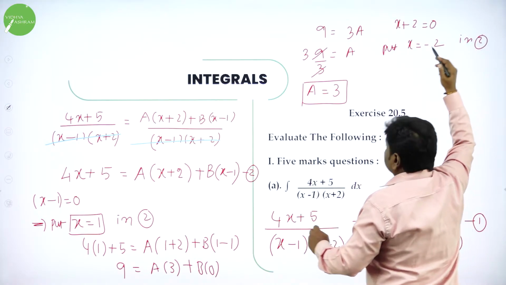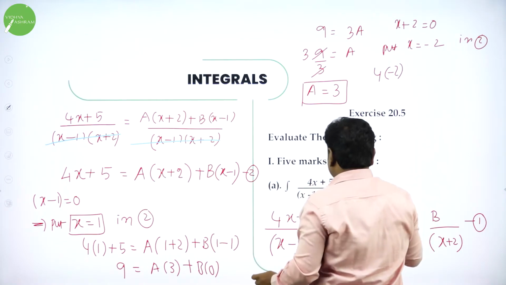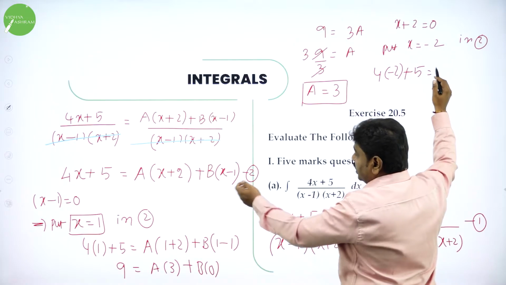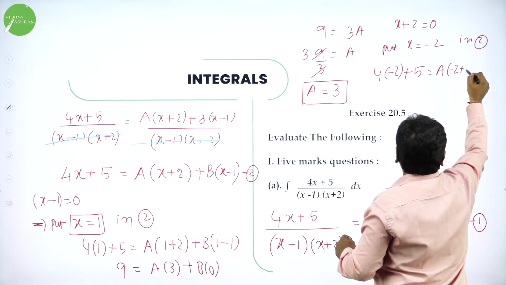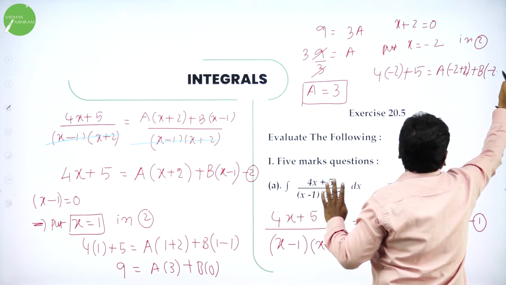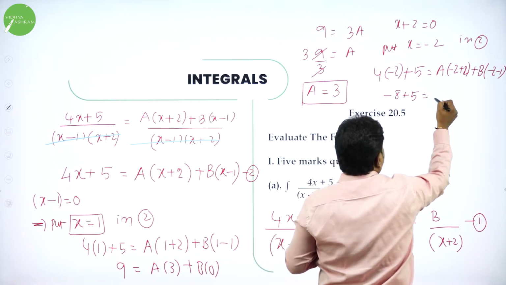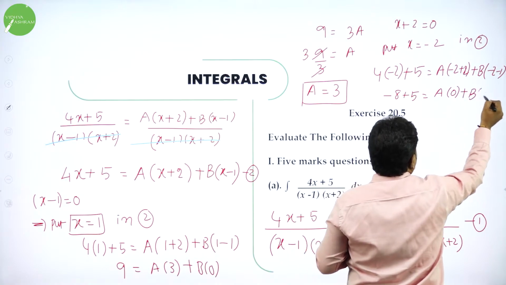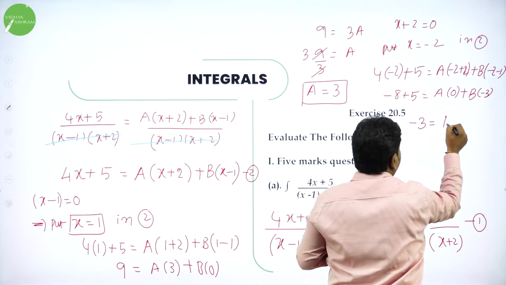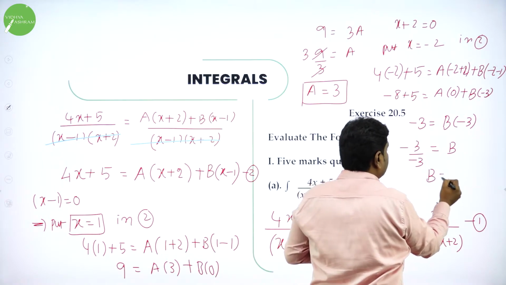So equation 2, wherever x is there put minus 2, because we equated that. 4 into minus 2 plus 5 is equal to a into minus 2 plus 2, plus b into, in the place of x, minus 2 minus 1. So 4 into minus 2 is minus 8 plus 5 is equal to a into 0 plus b into minus 3, that is minus 8 plus 5 is minus 3 is equal to b into minus 3, or b is equal to what, minus 3 by minus 3. So you will get b is equal to 1.